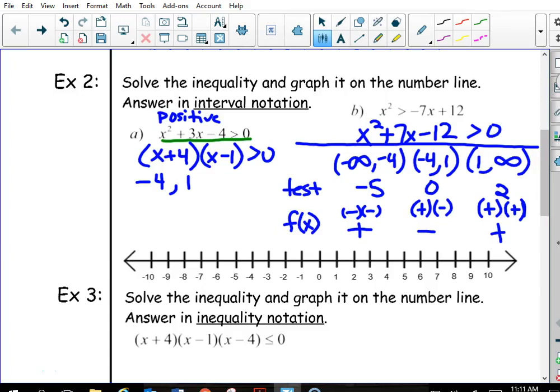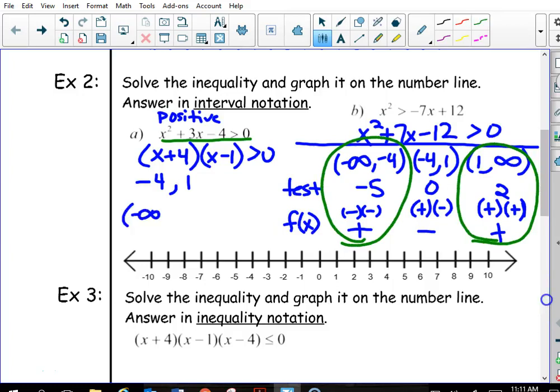And they're asking for it in interval notation, good, because that's what I'm using in the top. So where is this positive? There and there. So negative infinity to negative 4, union 1, comma, infinity. Okay, and there's no equal sign, so an open point, and arrows going both directions. Okay, I'm going to stop this and see you on the next one.